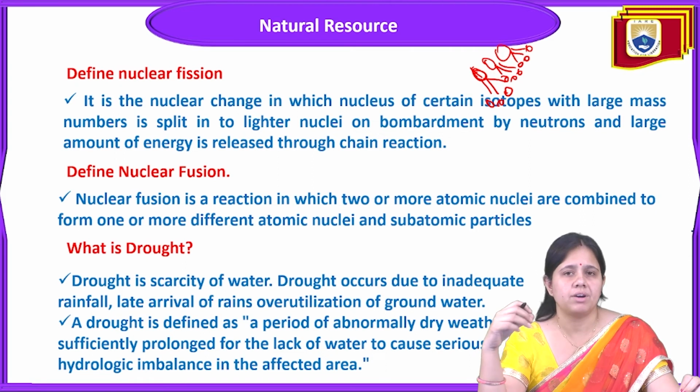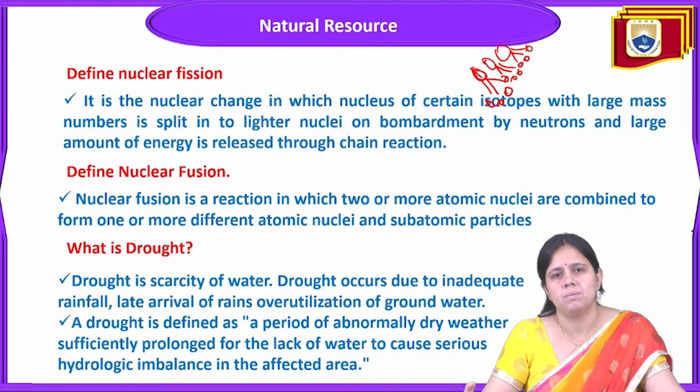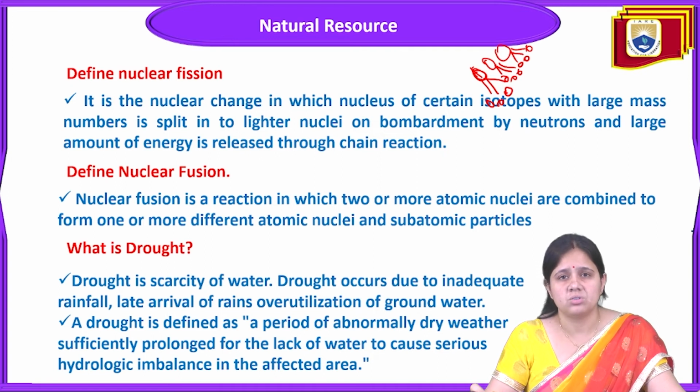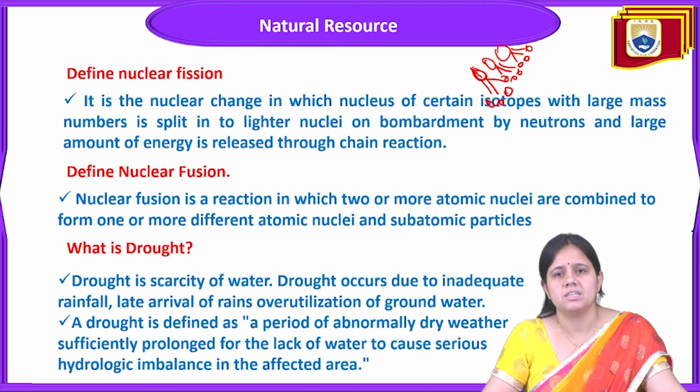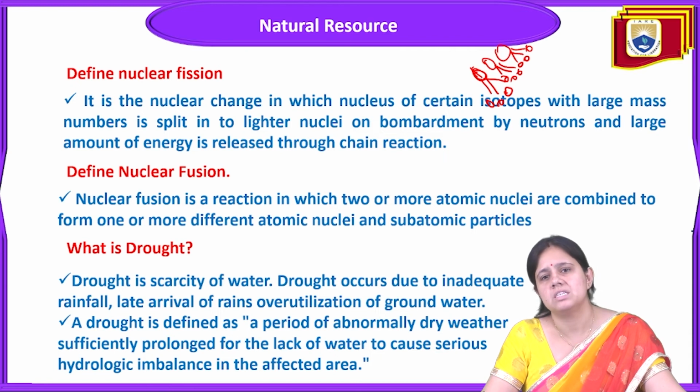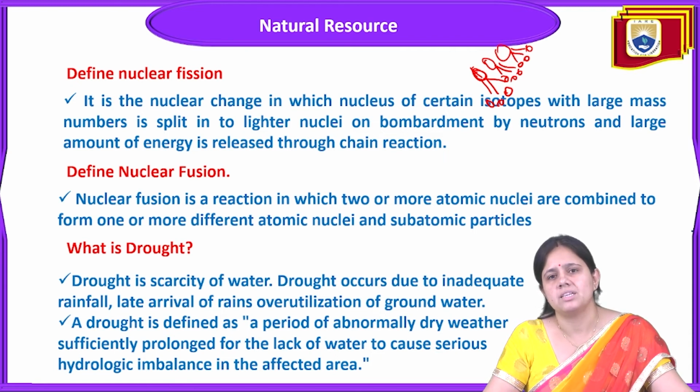In basic terms, it is a scarcity of water, and it occurs due to an inadequate amount of rainfall, late arrival of rain, and overutilization of groundwater for irrigation or whatever purpose. If groundwater is not there, transpiration is there, and dry weather conditions prevail with no water, then we see this as a drought. It is a period of abnormally dry weather, sufficiently prolonged for a lack of water to cause a serious hydrological imbalance in the affected area.